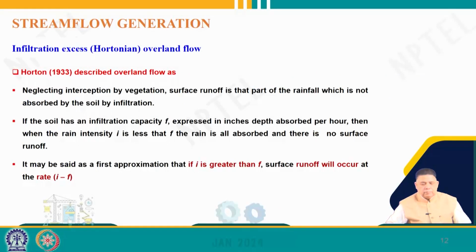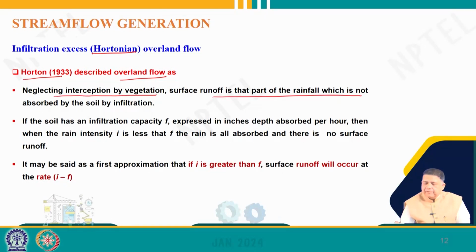Now, coming to infiltration excess overland flow, it was Horton in 1933 that described this process, and that is why it is also referred to as Hortonian overland flow. Horton described this overland flow as neglecting interception by vegetation. Surface runoff is that part of rainfall which is not absorbed by soil by infiltration. So that is why we said that the first requirement is satisfying the infiltration capacity of the soil, and once that is done, then whatever flow takes place is overland flow or surface runoff.